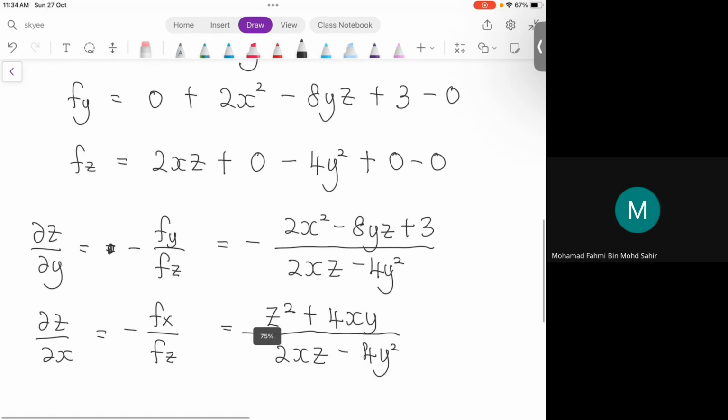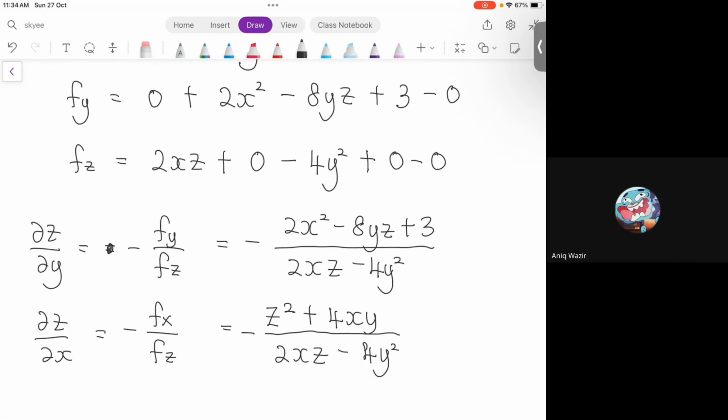Is this okay? Okay, doctor. So we will try more exercises for this chain rule and also the implicit partial differentiation later on in our tutorial section on Wednesday. So this is all about partial differentiation and all about chapter 3. Is that okay? Okay, doctor.